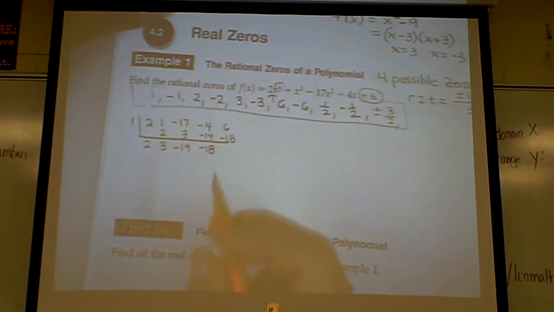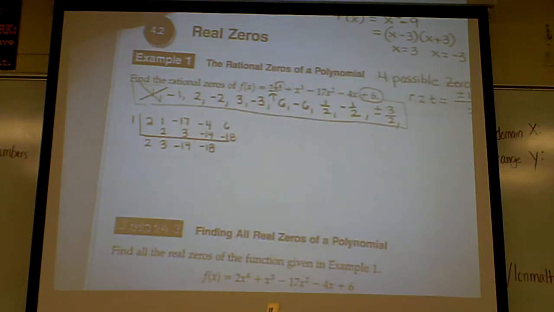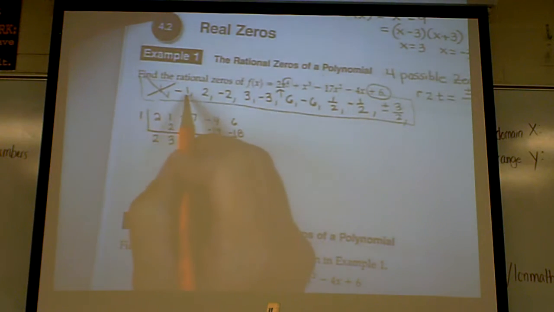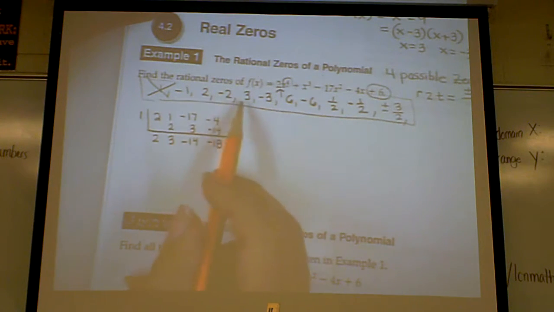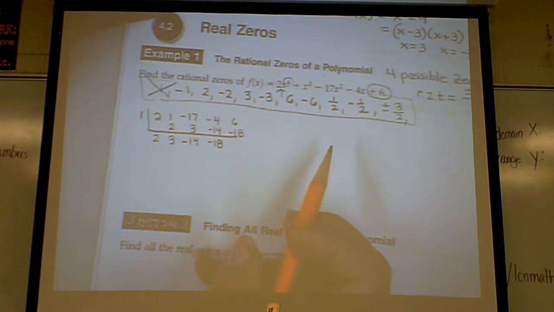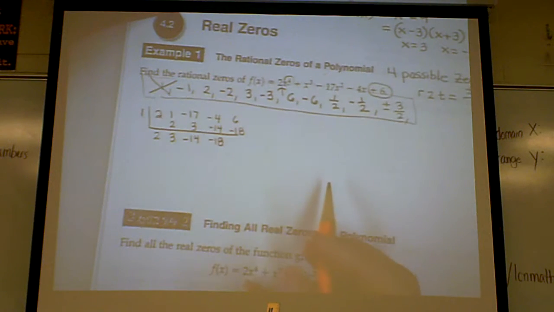I don't need to do this anymore. 1 does not work. It's not a 0. Now, if you want, you can try negative 1, or you can jump to 2. Now see this list? It's very long. I have 2 tests that will help you alleviate some of the agony of when the list is really long.